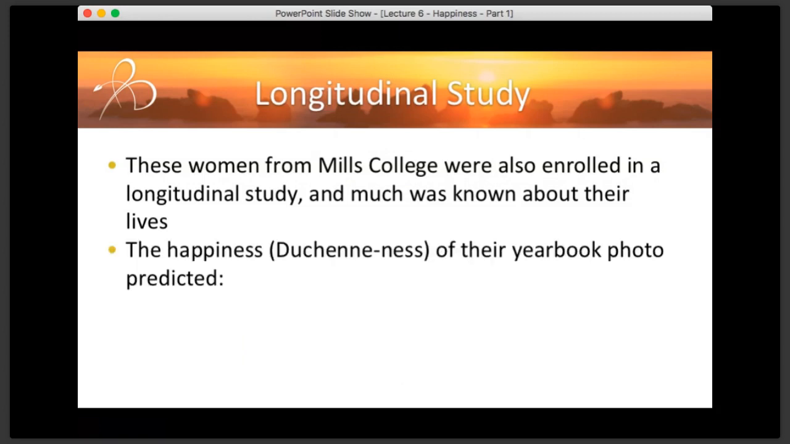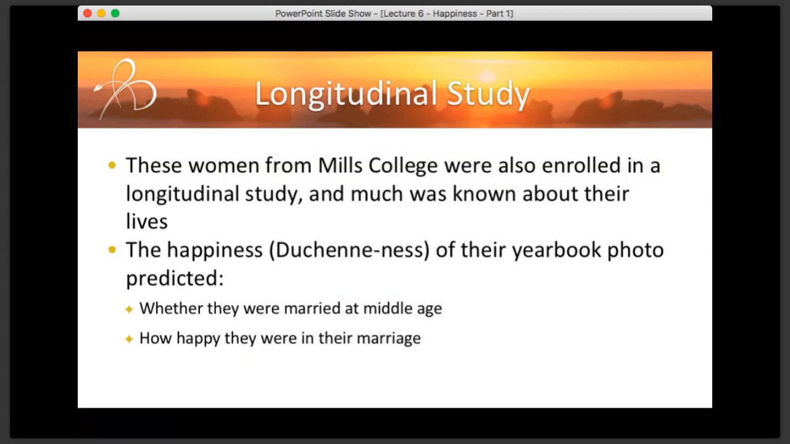So later on, researchers asked, what did the happiness or Duchenne-ness of their yearbook photo predict? These researchers were particularly interested in marriage. So they asked, were they likely to be married at middle age? And the happier, the Duchenne smile girls were more likely to be married at middle age. Their happiness, as rated by their smiles, was predictive of their marital status at middle age and their happiness in their marriage at middle age.